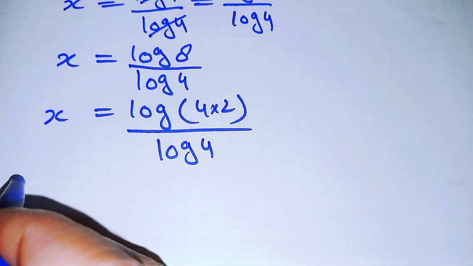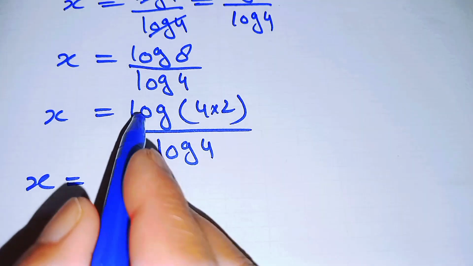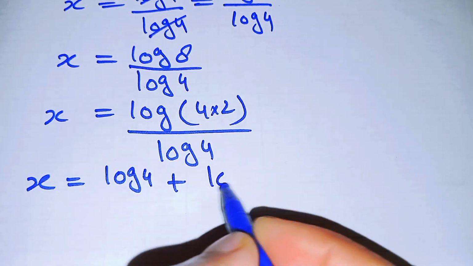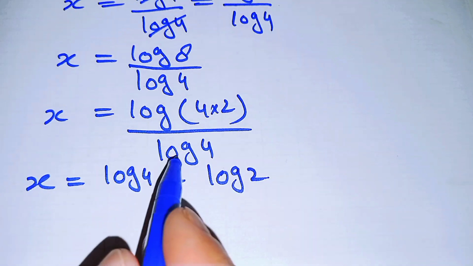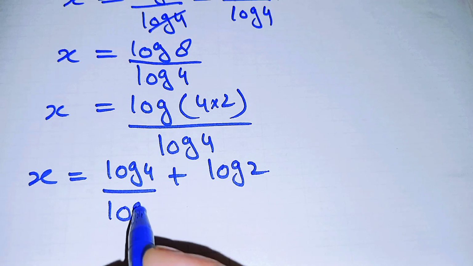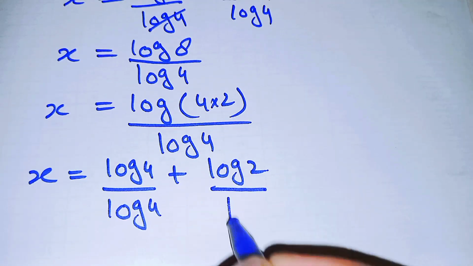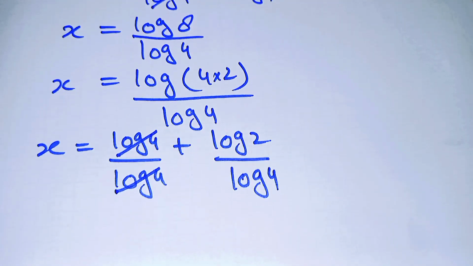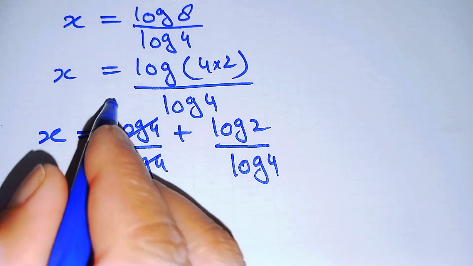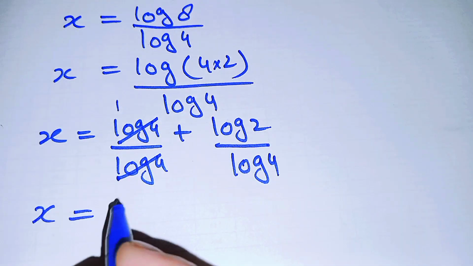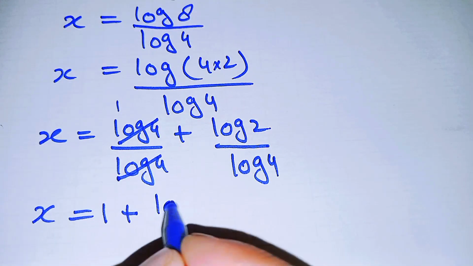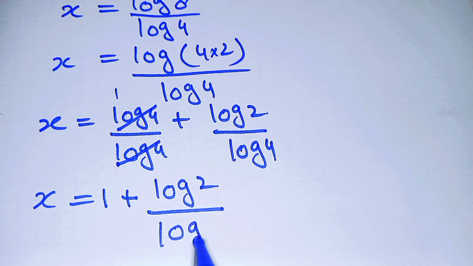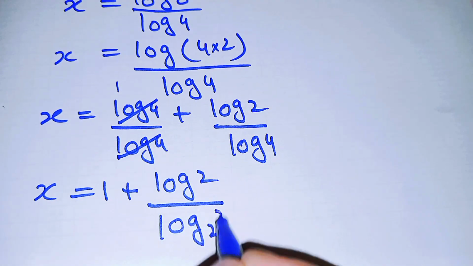So x is equal to log 4 plus log 2, divided by log 4. The log 4 cancels out with the log 4, and what remains is x is equal to 1 plus log 2, over log 4, and 4 can be written as 2 squared.